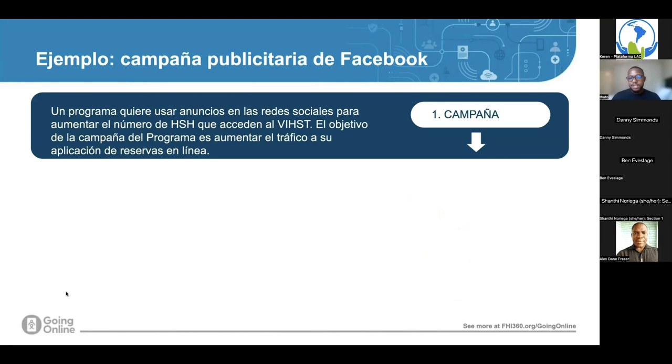Great. So a typical example of what I just described would be where an HIV program wants to increase the number of MSM accessing HIV self-testing. In this program, the overall campaign in this section would basically be to increase traffic to, say, an online booking app such as QuickRes. Next slide.